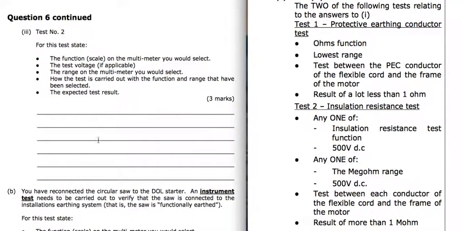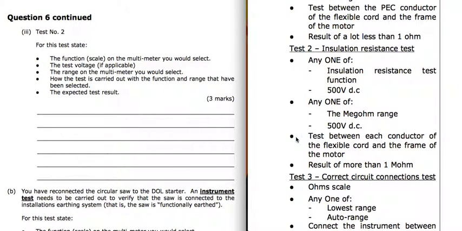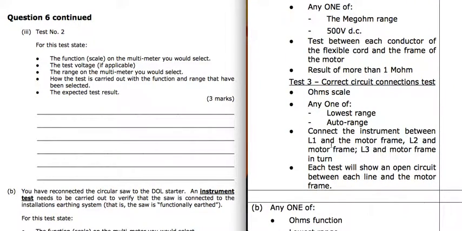Insulation resistance test for number 2. So I would say insulation resistance test set on 500 volts DC. And we're looking to test between each conductor of the flexible cord and the frame of the motor and looking for more than 1 megaohm. If you want to look at the circuit connections, so you're looking between the L1 and the frame, L2 and the frame, L3 and the frame, and we should have an open circuit between each line and the motor frame using ohms on low.